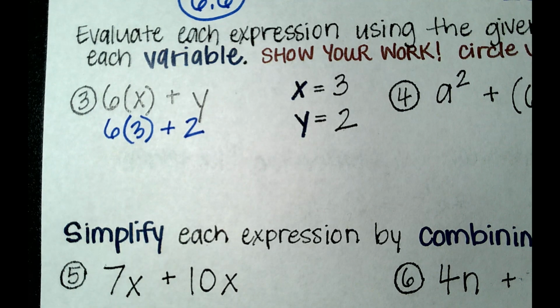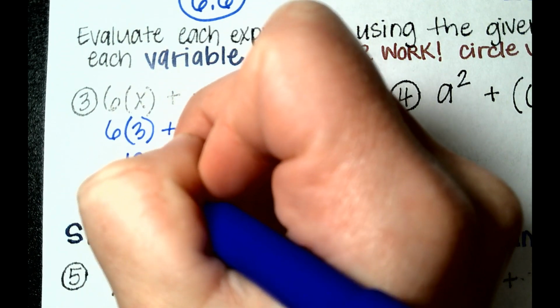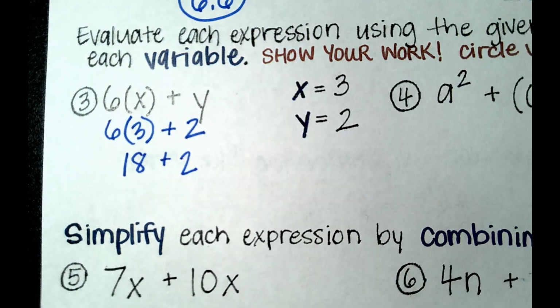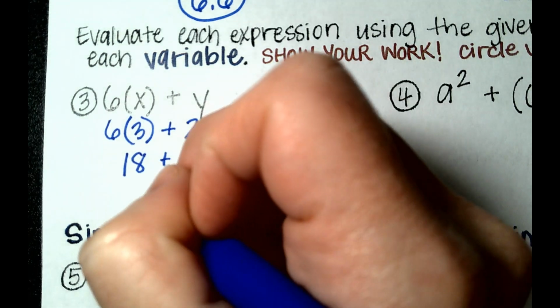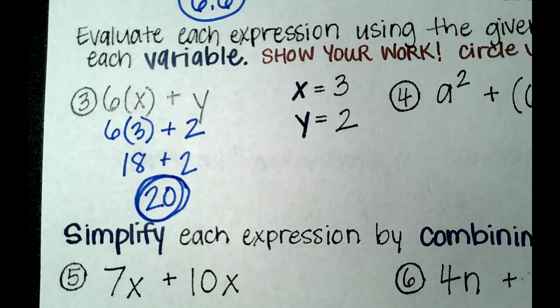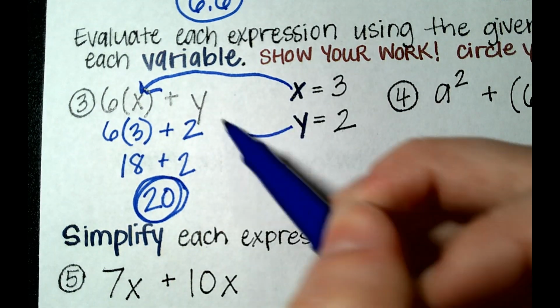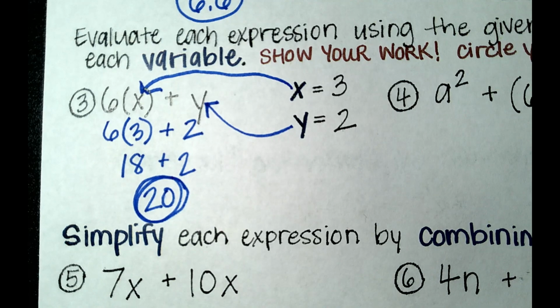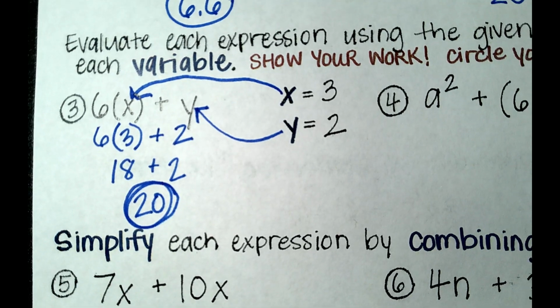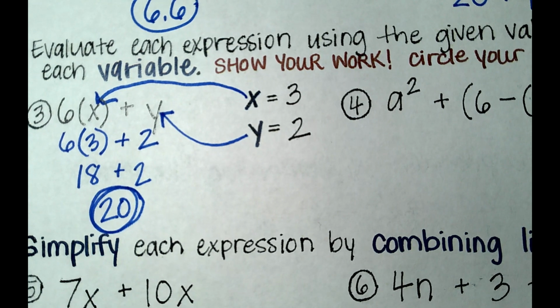So I have all my variables plugged in. How do I solve this? 6 times 3 is 18. Plus 2 is 20. And that's our answer. Good, good. So we're just replacing the x with 3 and y with 2, and that's all we did there. Okay. Take a look at number 4.